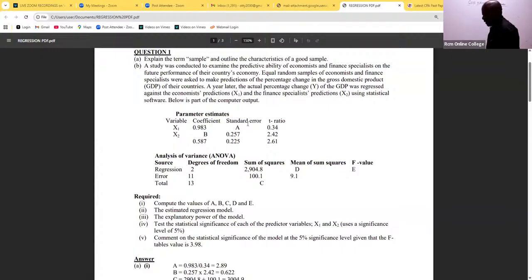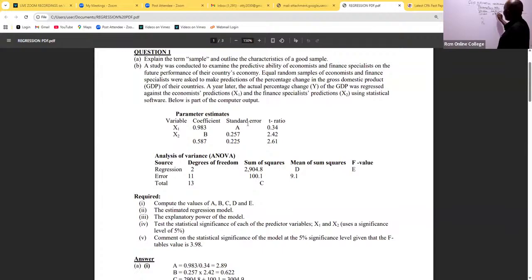So we have here the parameters table. I have the variable. I have a coefficient. That is okay. I have standard error. We have the T ratio. Okay, so constant is what was missing. And then now we have x1, we have x2. Just allow me to finish copying this down.